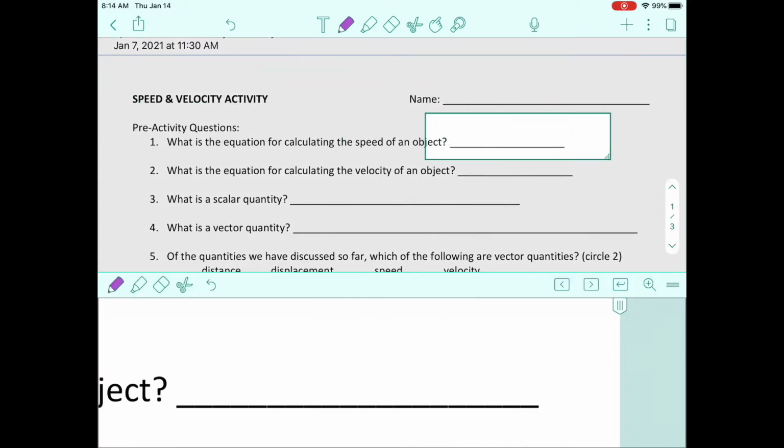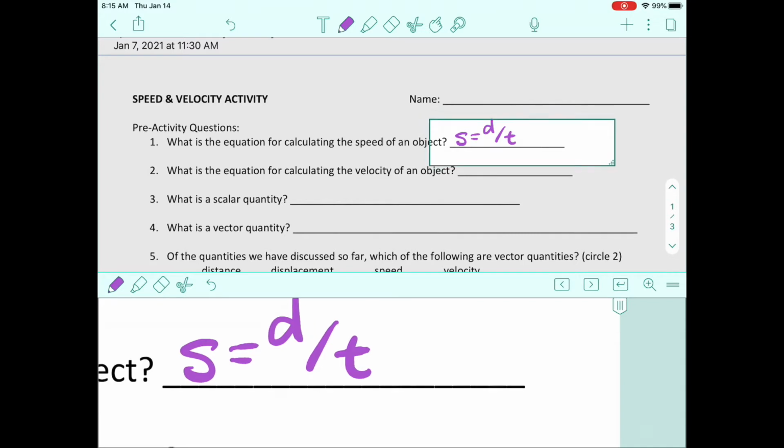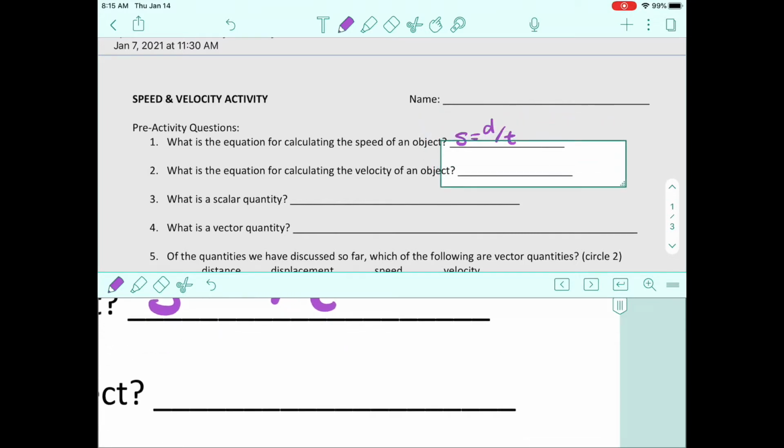object? Well, speed equals distance divided by time. So it's the distance that you travel and the time that you traveled. And the next question is the equation for velocity. Now, the difference between speed and velocity is that speed uses distance, so it's a scalar quantity. It doesn't have a direction. It's just magnitude with a unit.